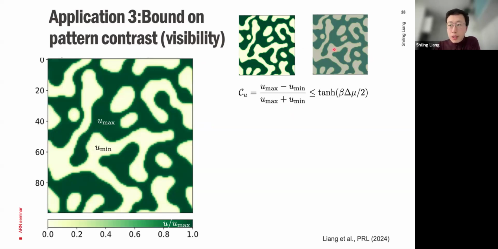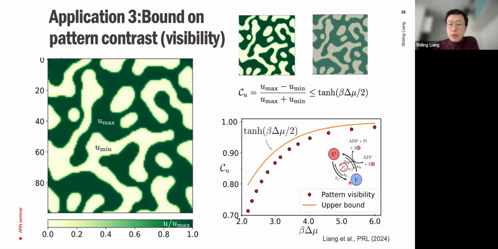We can use thermodynamics to show that this contrast should be upper bounded by the driving force provided by the non-equilibrium process in the system. And here, for some specific example, the upper bound is in this form. If we don't have a driving force, this upper bound will go to 0, which means without a driving force, we don't have any contrast. So we cannot have a range of concentrations, so we don't have any actual pattern. And we can also do some numerical verifications, so that we can see the upper bound always bounds the actual pattern contrast. And how do we do this?